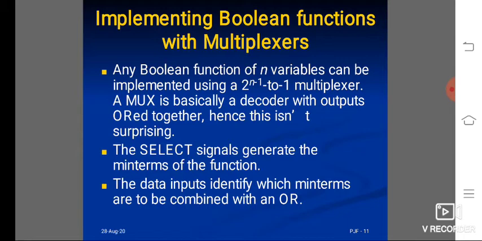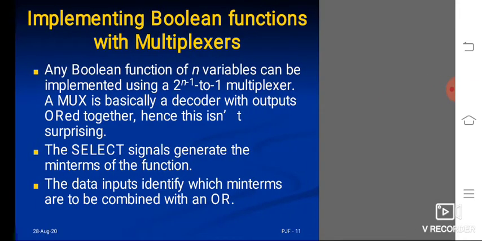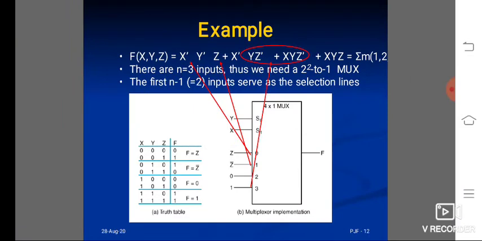Implementing Boolean functions with a multiplexer. First of all, we have to observe how to design the circuit diagram using a 2 power n into 1 multiplexer. Based on that we have to design. I will explain it clearly with a problem. We have to observe. This is our problem.